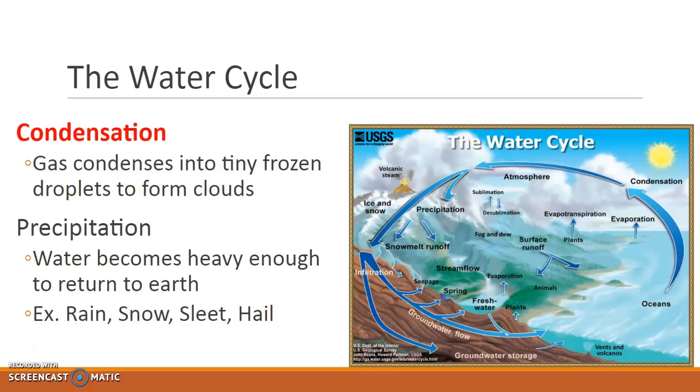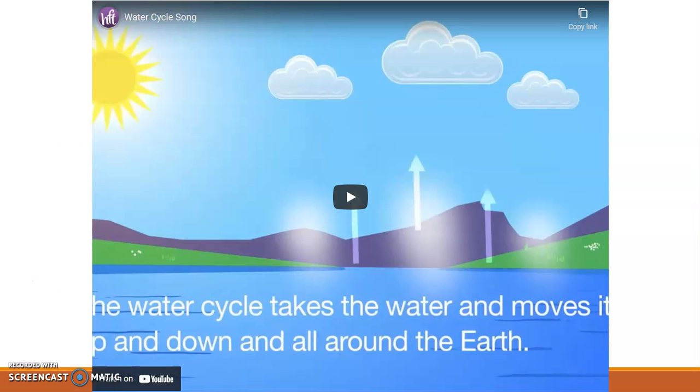Condensation is the next step, where gas condenses into tiny frozen droplets. They form clouds. And then precipitation, aka rain, when water becomes heavy enough to return to Earth. So basically, tiny frozen droplets collect into liquid, and then it becomes heavy enough that we get rain, or snow, sleet, hail, all of those things that fall from the sky.